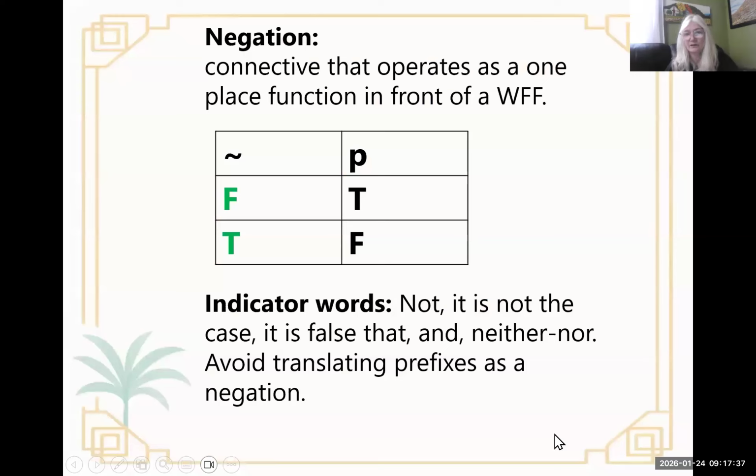Now we're going to go through each one of these and just make sure that you understand how each one of these operates. So negation is a connective that operates as a one-place function in front of a well-formed formula. So whatever that well-formed formula is, it changes the true to false and false to true. Words that mean negation include not, it is not the case, it is false that, and neither nor. Avoid translating prefixes as negations.